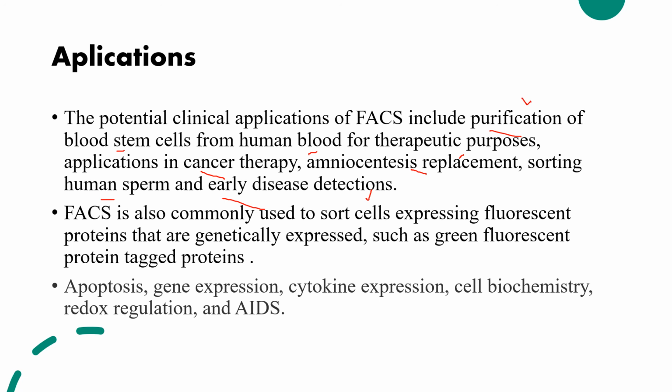This technique is also commonly used to sort cells expressing fluorescent proteins that are genetically expressed, such as green fluorescent proteins. Green fluorescent protein is used as a reporter gene, so you can measure the expression of the genes. Other uses include apoptosis, gene expression, cytokine expression, cell biochemistry, redox regulation, and AIDS. There are many different kinds of usage of this technique.